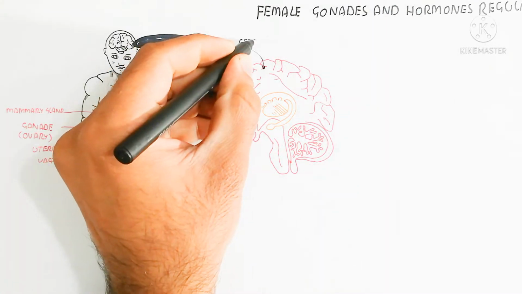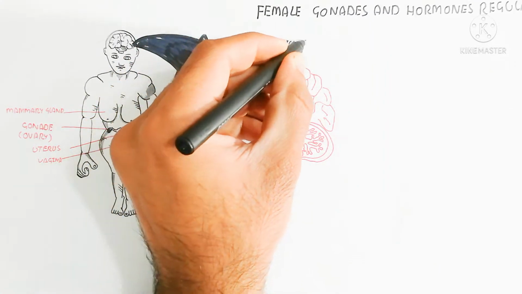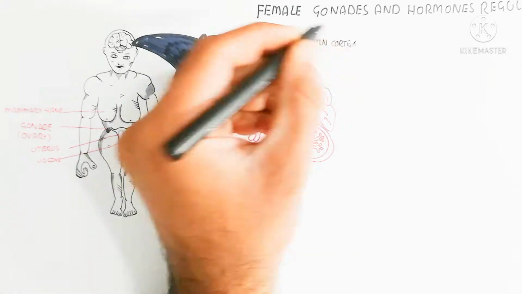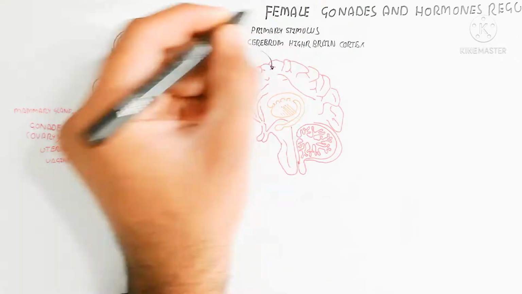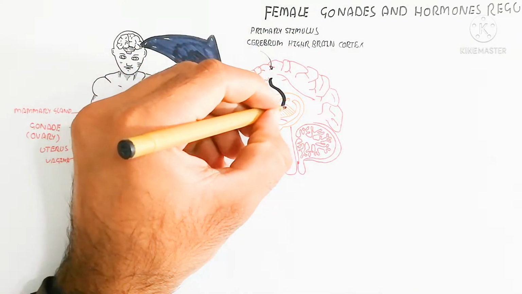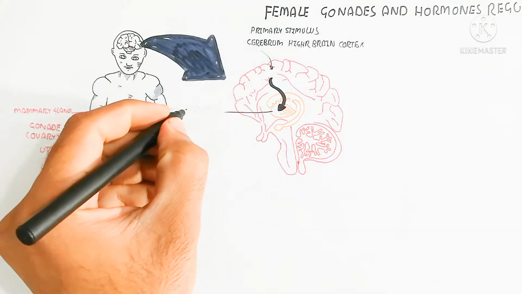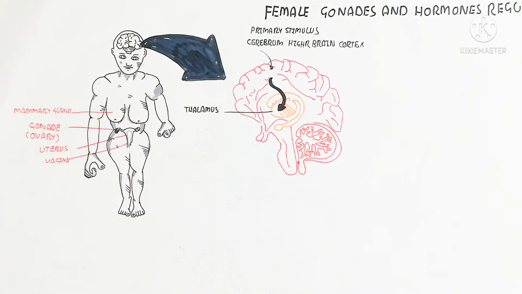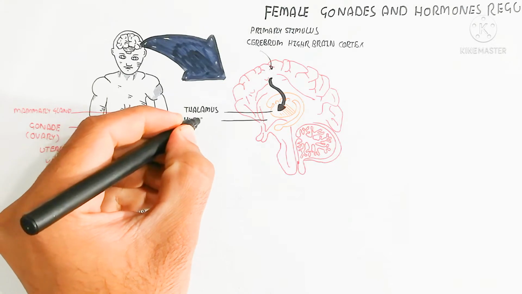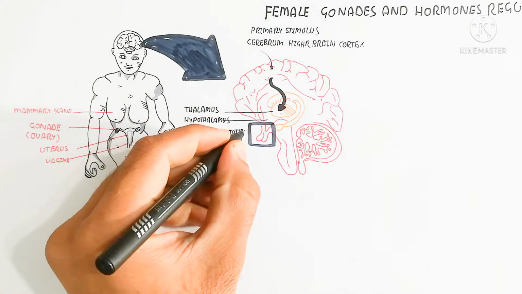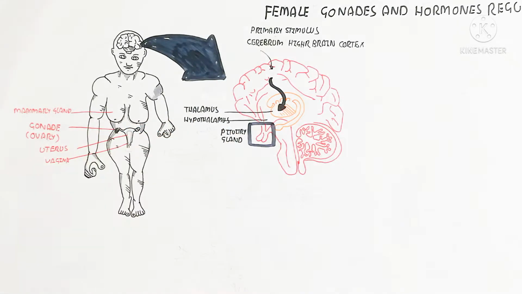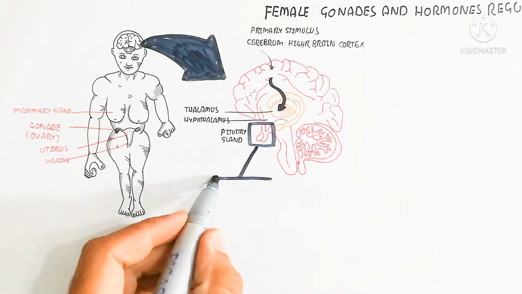Here is the brain of the female, which contains a primary stimulus from the cerebrum, the higher brain cortex. This stimulus occurs during puberty, when puberty begins. The stimulus can be a touch, watching or something, and that gives the stimulation to the thalamus and hypothalamus to stimulate the hormones. So the hypothalamus produces the gonadotropin releasing factor.